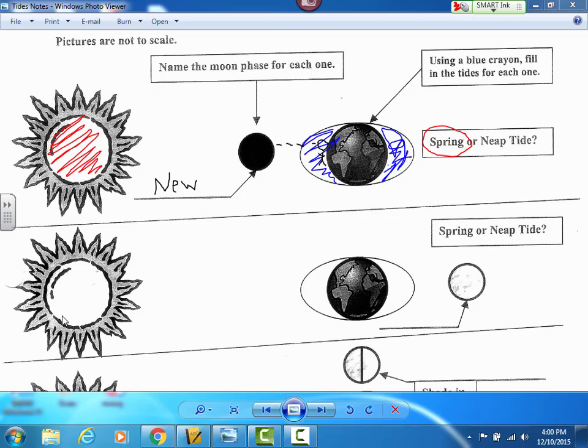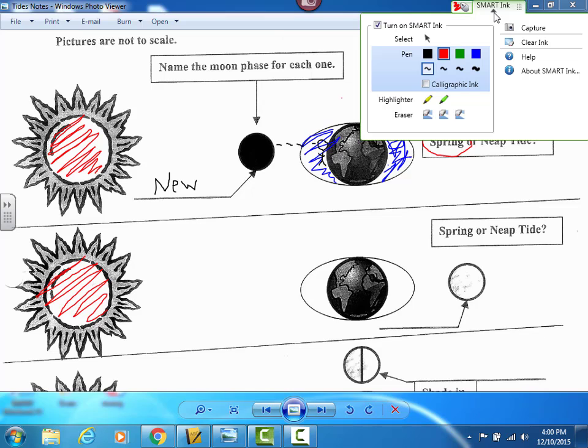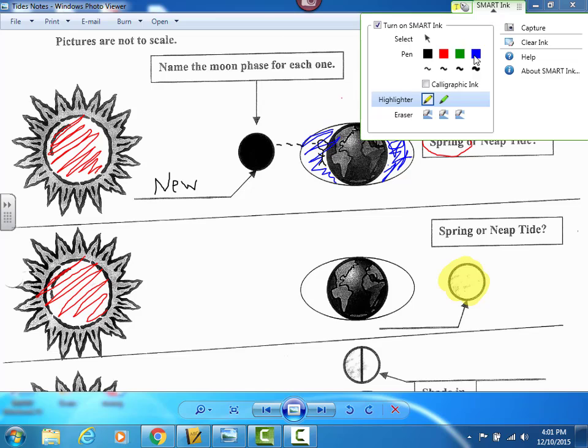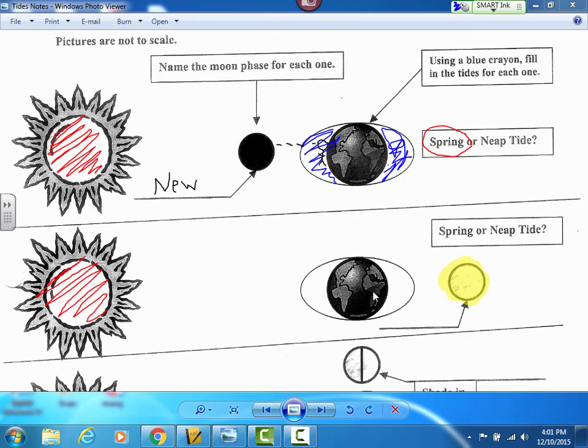Let's do the same for the next picture. We're going to color our sun orange. Again, I'm using red. This time we actually have a moon to color. So the directions say color the moon yellow. Not very good at coloring inside the lines. And to color the tides blue. Hopefully your coloring is much neater than mine.